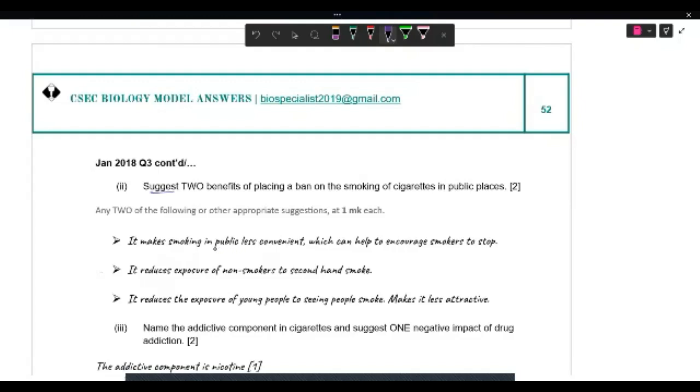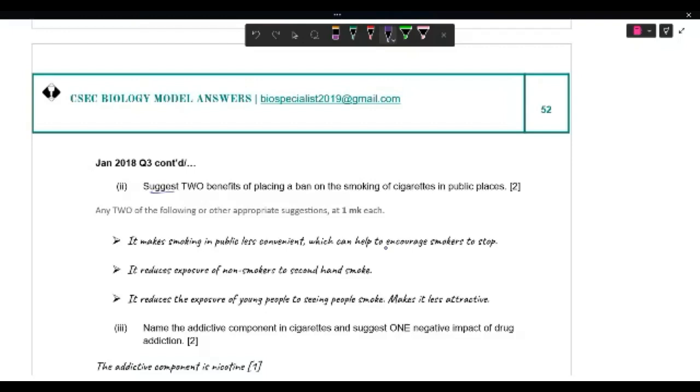So we have here 1, it makes smoking in public less convenient. Yeah, so when people have to smoke, they have to get up, they have to go outside, go under this awning or whatever, and smoke, right? So that makes smoking less of a convenient activity. It makes it more uncomfortable. So that helps to encourage smokers to stop.